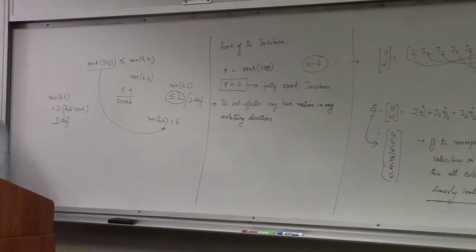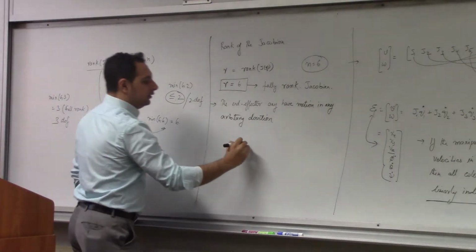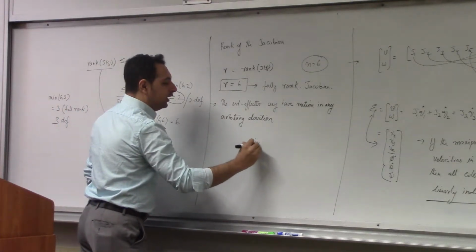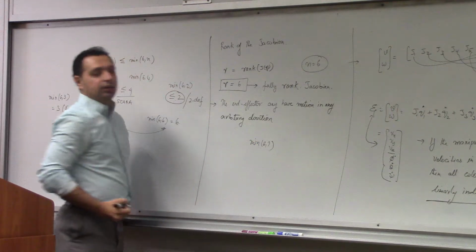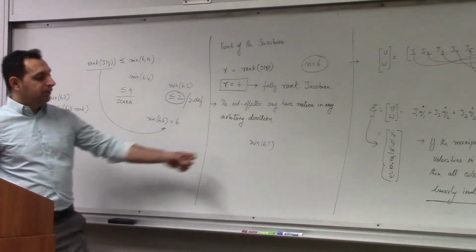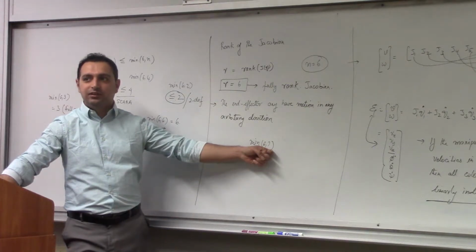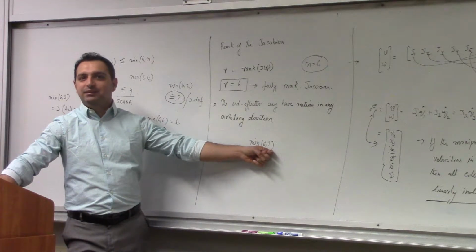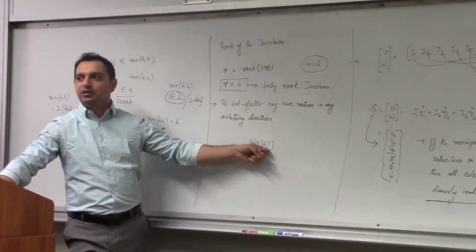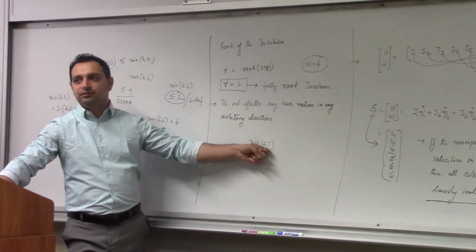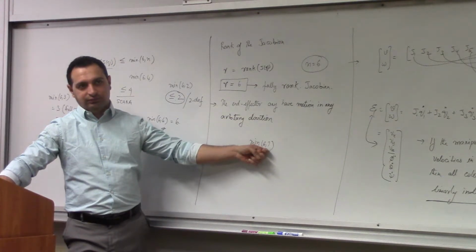Right? Let's say I have a 7 degree of freedom manipulator. What is full rank in that case? 7? 6? The minimum of these two. What is the minimum value? Why is it limited to 6? Why is the maximum rank that you can go up to 6, not 7? Why?